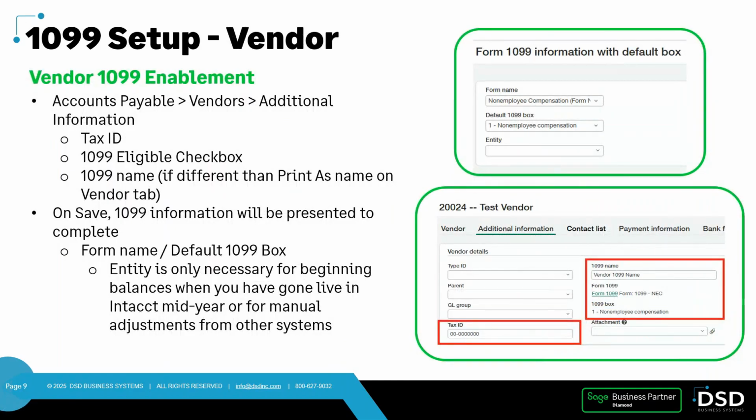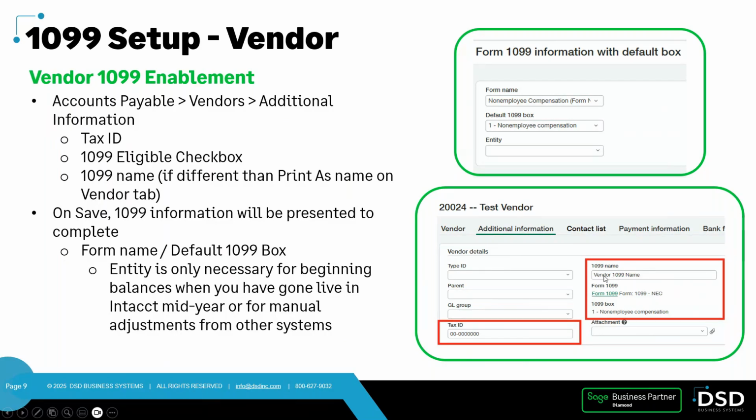Second step is making sure that all of your vendors are enabled for 1099. So by going to accounts payable, vendors, there is an additional informations tab. You'll see it right there. That is where all of the 1099 information is housed. There is a checkbox that says 1099 eligible. You will select that checkbox. You put in their tax ID and a 1099 name. We'll talk about this in just a few slides.